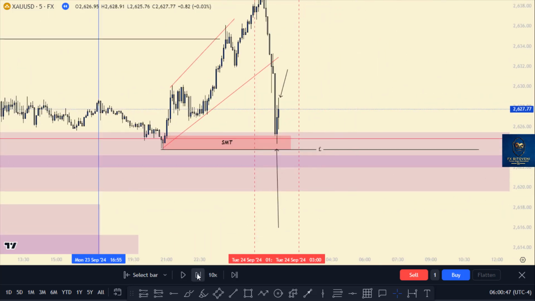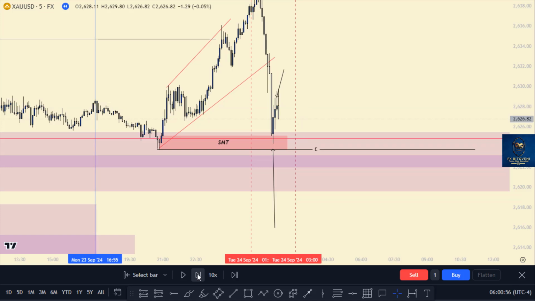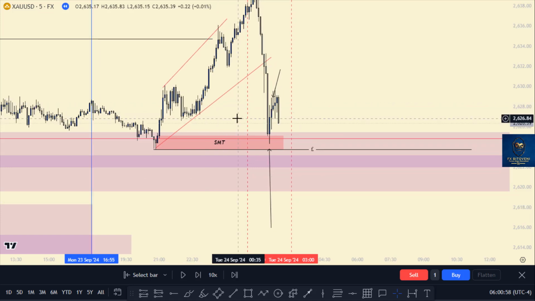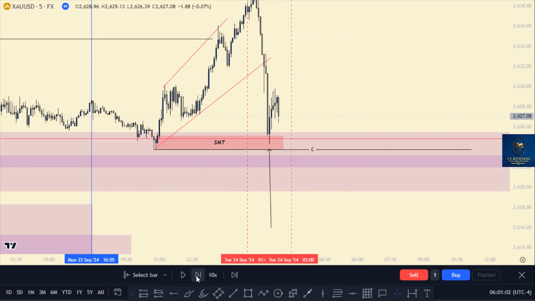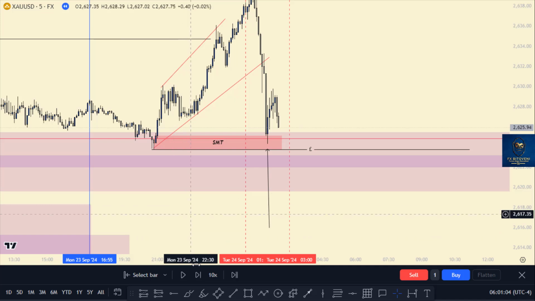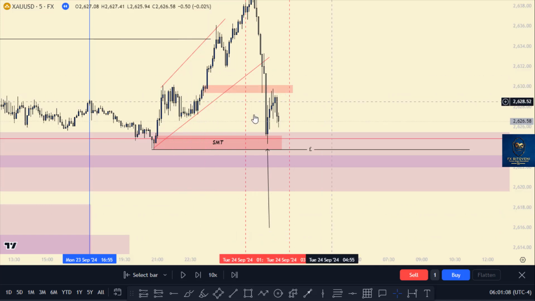Now look at here, price moving into the zone, 5-minute zone. They are trading to the 5-minute zone. When I say 5-minute zone, you have to look at it here. It's already here, 5-minute zone. Then price doing what?